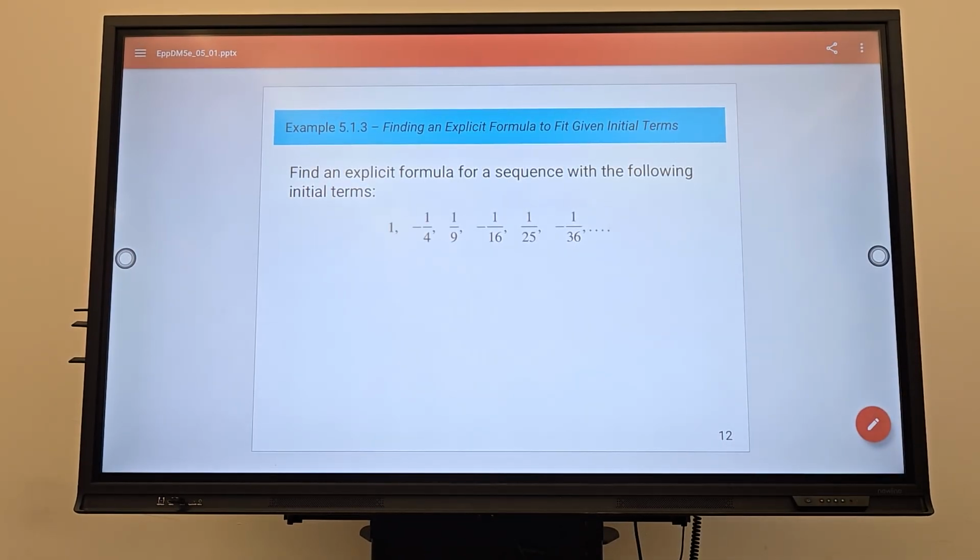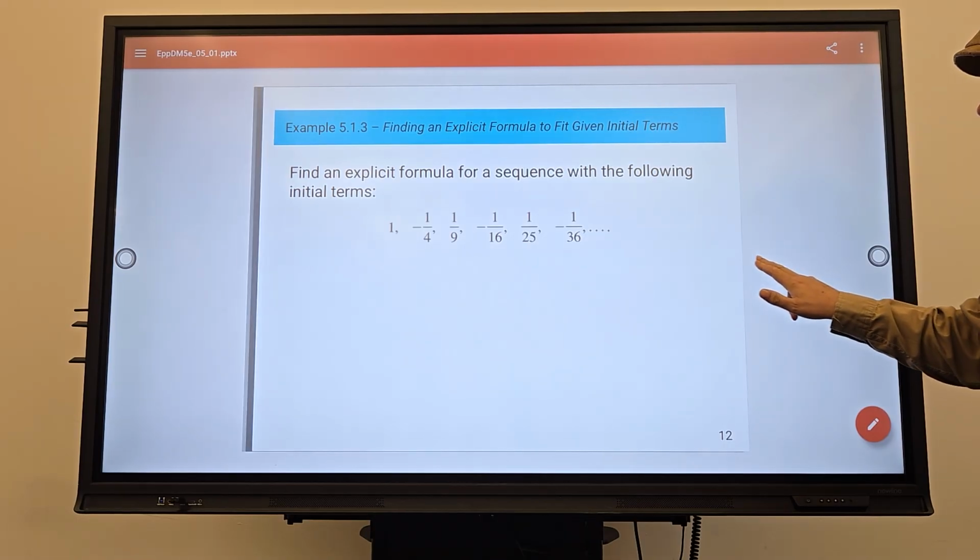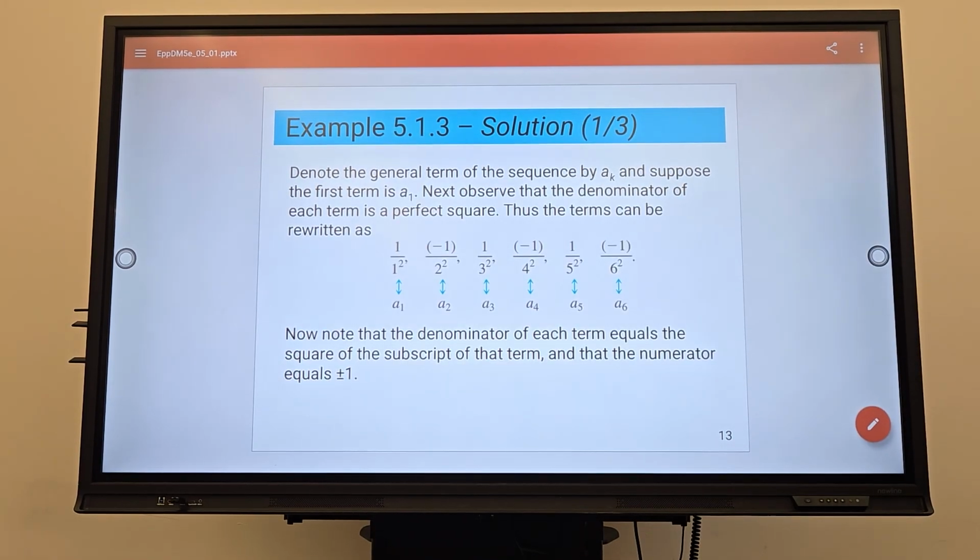So find the explicit formula for a sequence with the following initial terms. 1, minus a quarter, 1/9, negative 1/16, 1/25, and negative 1/36. Well, denote the general term of the sequence by a sub k, and suppose that the first term is a sub 1.